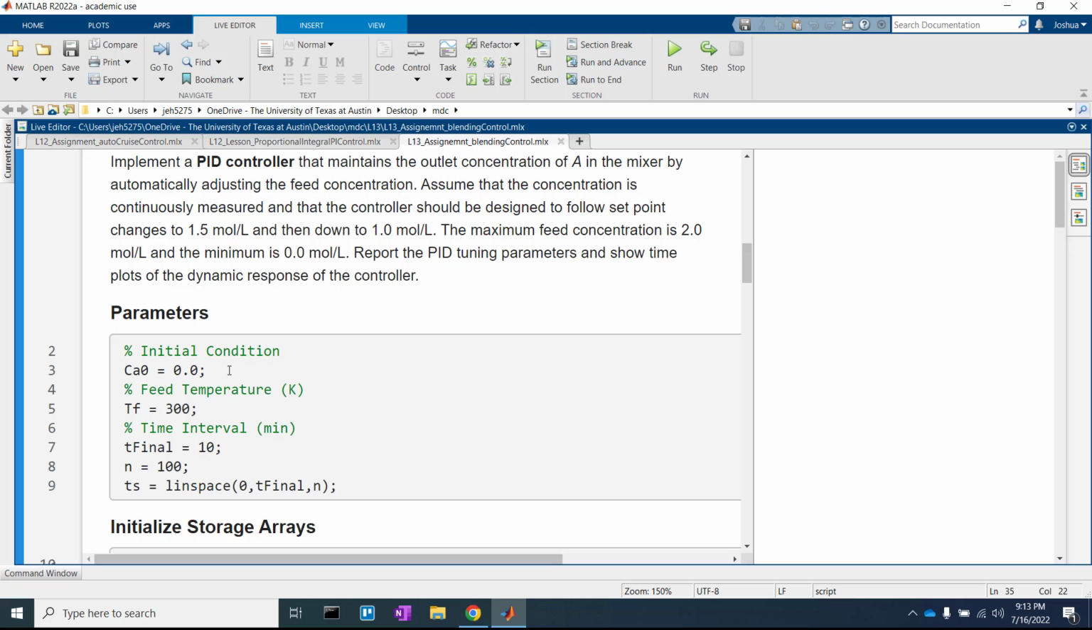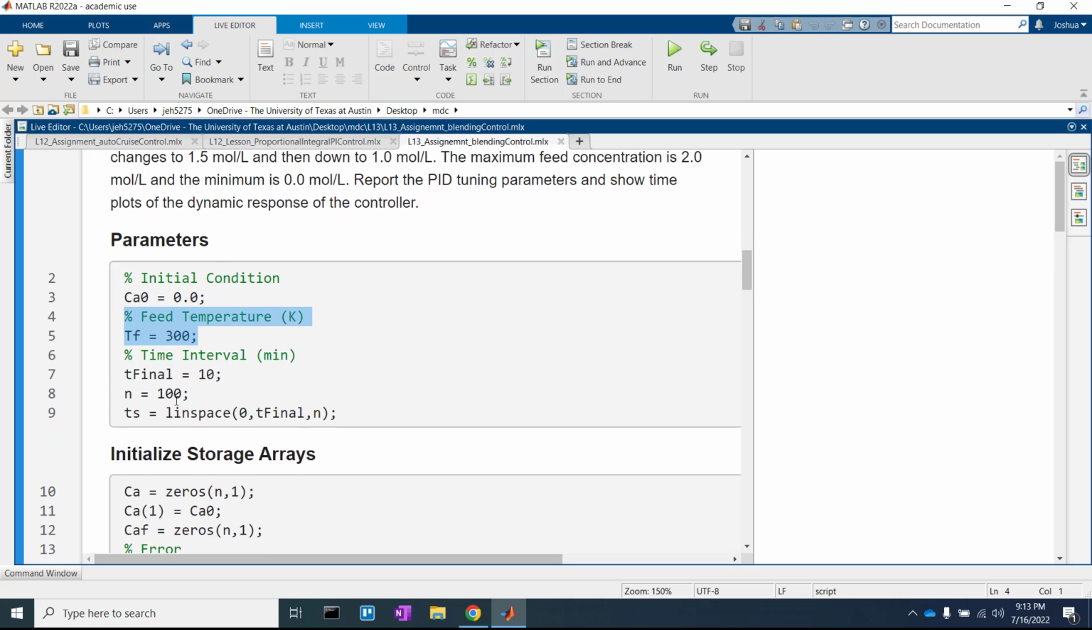So first we have our parameters that we've been told in the problem. We'll actually code these now. The first is that our concentration initially is 0, our feed temperature is 300, and our time interval is 10 minutes, and we'll just go ahead and do 100 time points between those 10 minutes.